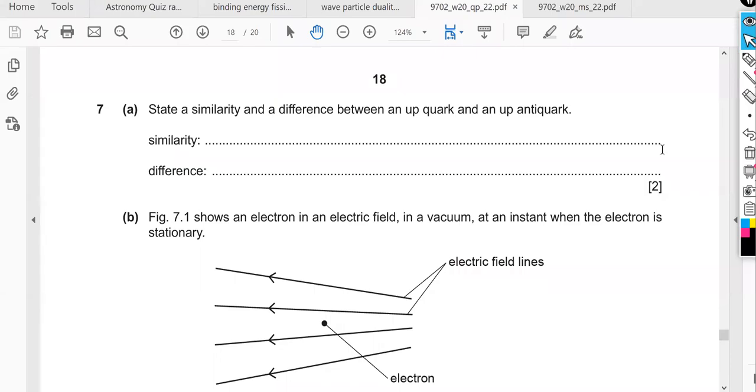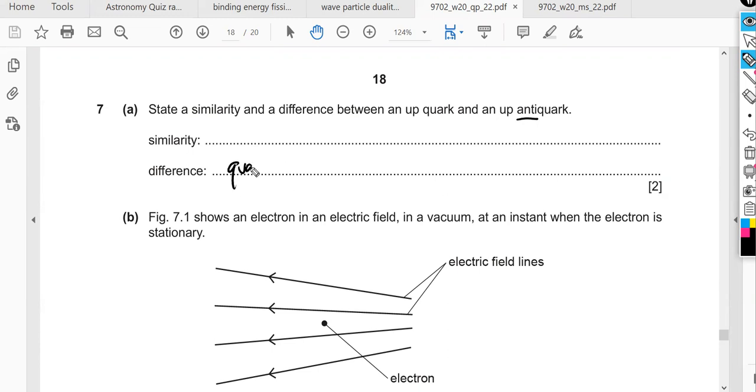Hello and welcome. In this worked example, we're taking a look at question number 7, which relates to both the chapter on radioactivity, but also chapter 7, electric fields. And the question reads, state a similarity and a difference between an up quark and an up antiquark. So the obvious difference there with this word anti is that one's an antimatter, the other one is regular matter.